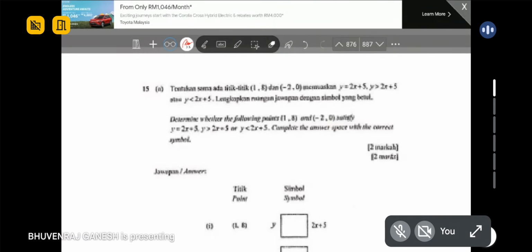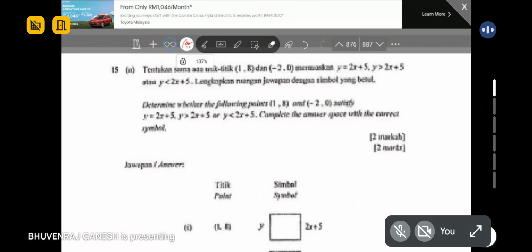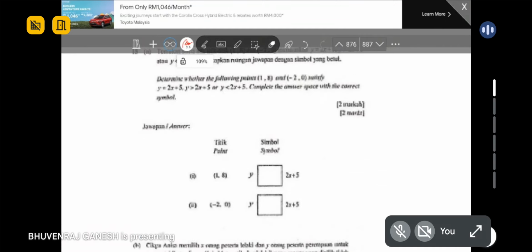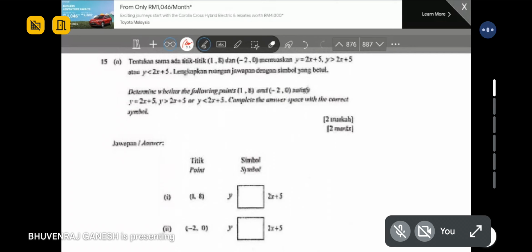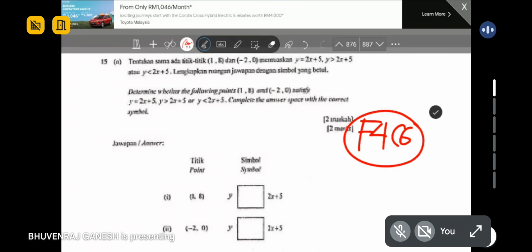Simple, right? Financial management. Can score 1, guys. This topic, easy to score. Okay, next one. So next one is linear inequalities, guys. Ketaksamaan linear. Your Form 4, Chapter 6. This one also easy to score. Especially the graph. Okay, so this question.